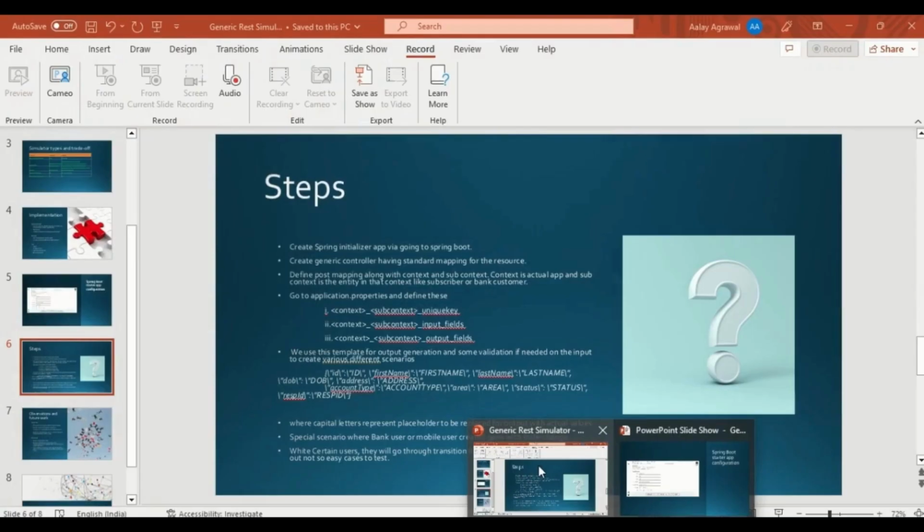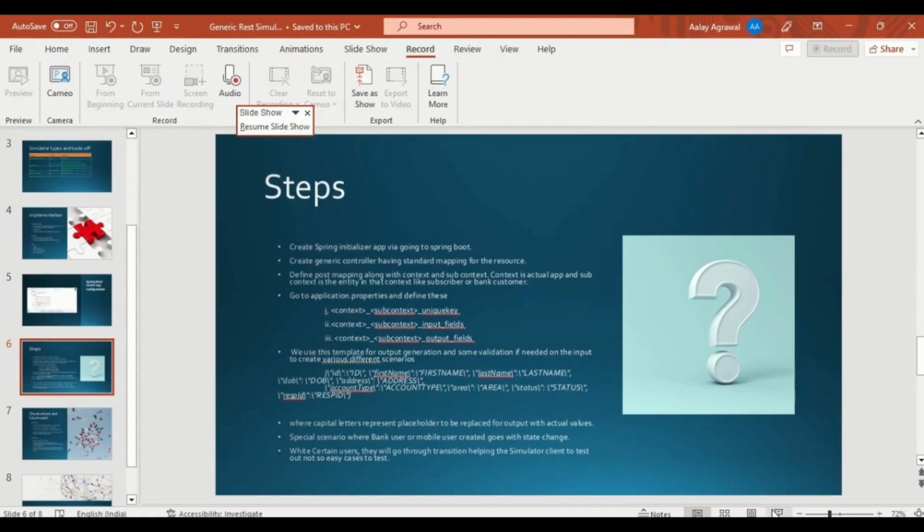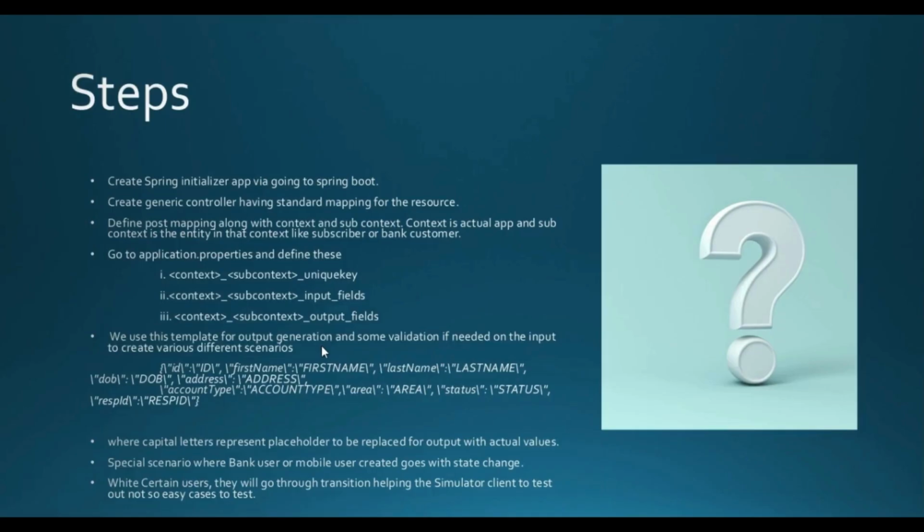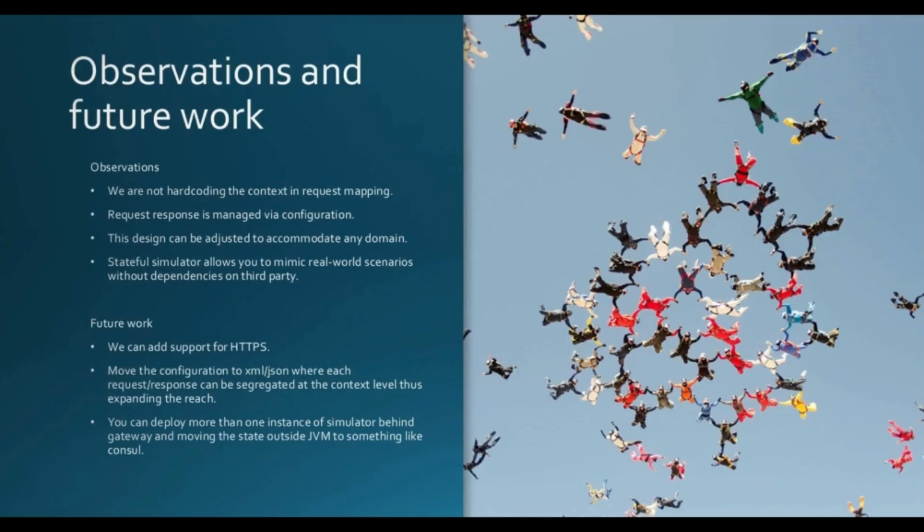This is a very important aspect because whenever such complex systems come within a company or within the ecosystem, you may have multiple systems that are integrating with each other, and you may need at one point some kind of mimicking behavior. That's where simulators come in. For future work, you are open to add-ons here: adding support for HTTPS, moving the configuration to XML and JSON, where each request and response can be segregated, and expanding the context level.